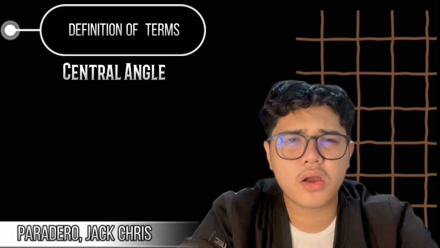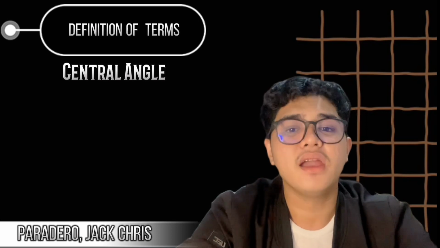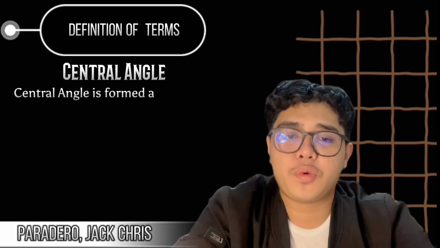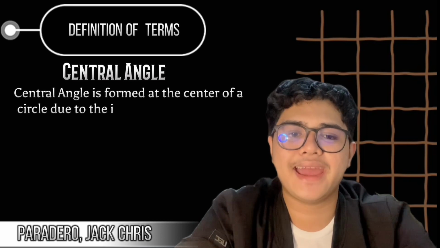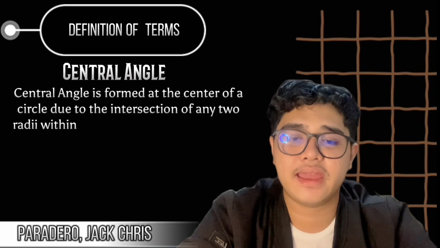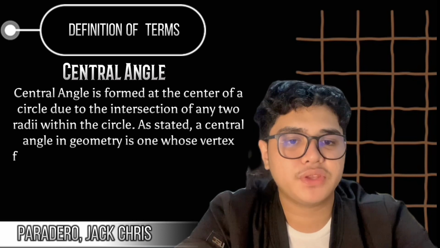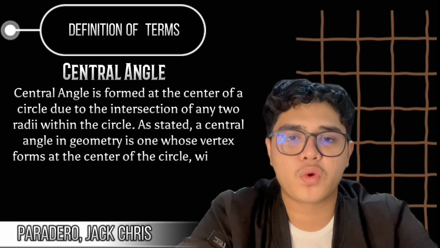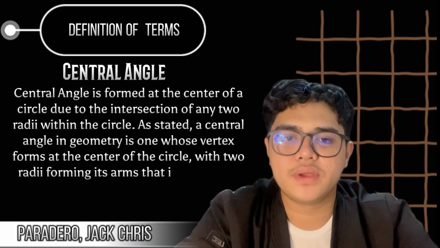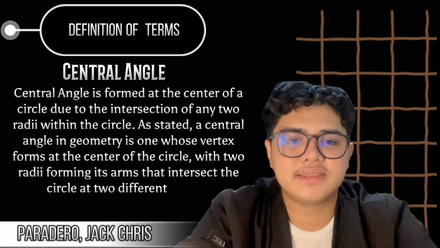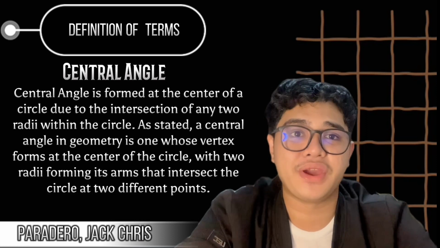Lastly, we have the central angle, the very core among all. The central angle is formed at the center of a circle due to the intersection of any two radii within the circle. As stated, a central angle in geometry is one whose vertex forms at the center of the circle, with two radii forming its arms that intersect the circle at two different points.